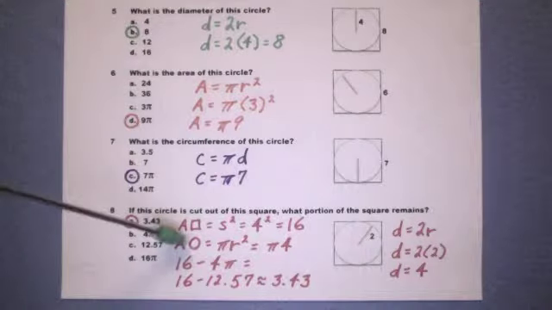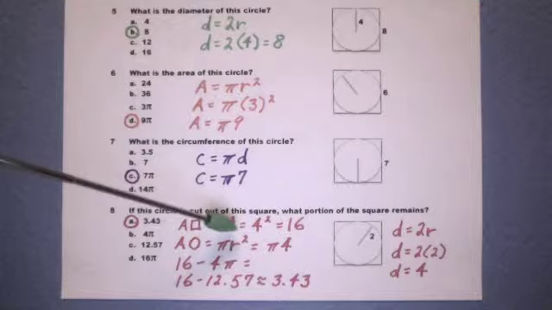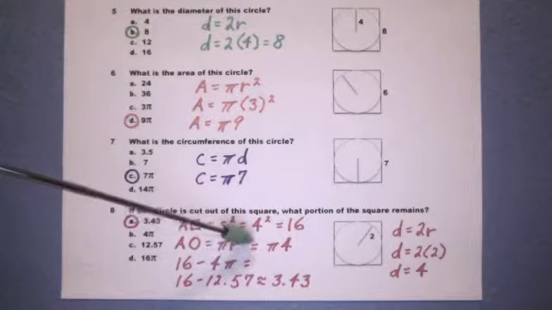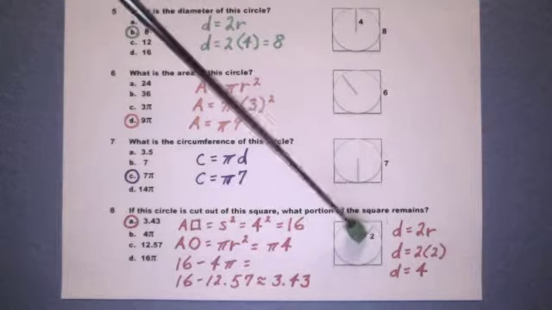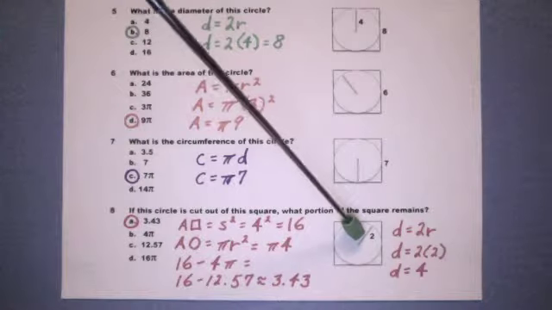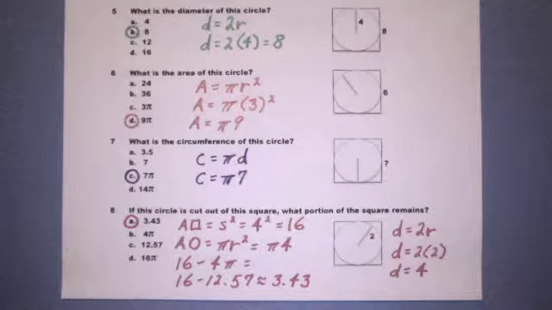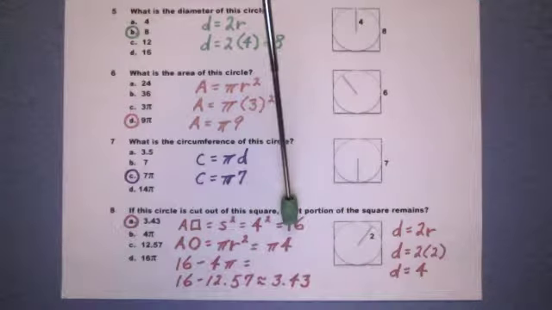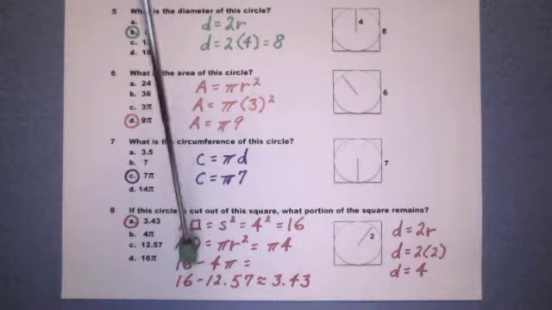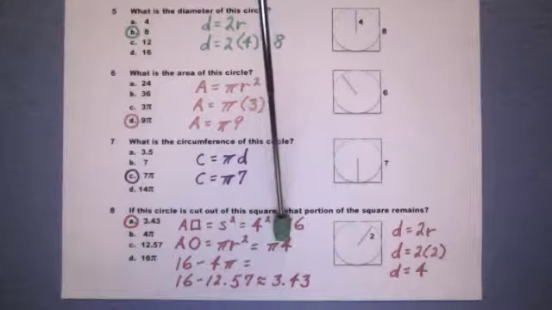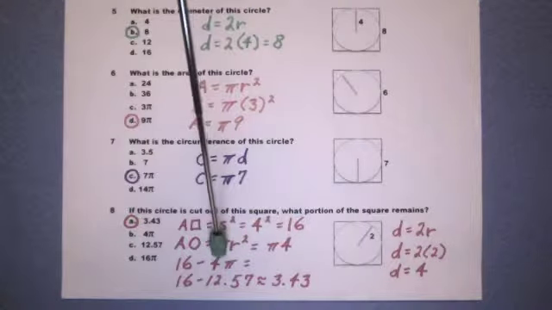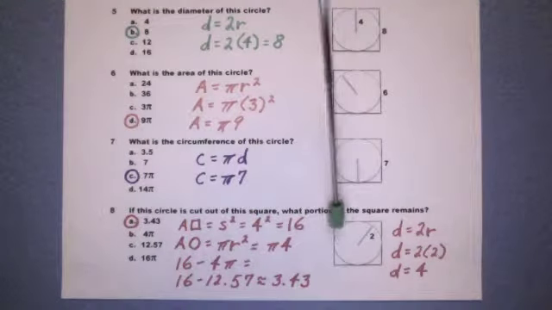Now I need to know what the area of the circle is. So I put area of circle equals pi times r squared. They tell us the radius is 2. So 2 squared is 4. So pi times 4 is the area of the circle. So the area of the square, 16, minus the area of the circle, 4 pi, equals what's left.